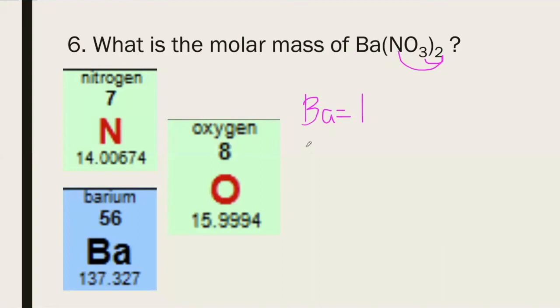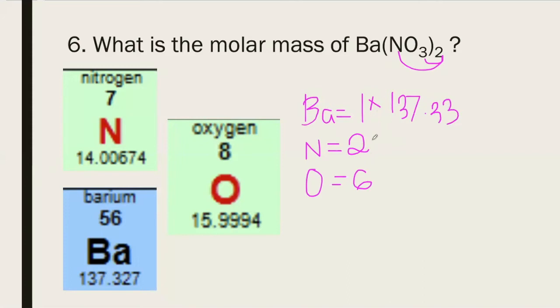And then nitrogen is 1 times 2, so that will be 2. And O3 is 3 times 2, so that will be 6. So Ba is 137.33. Nitrogen is 14.01. And oxygen is 16.